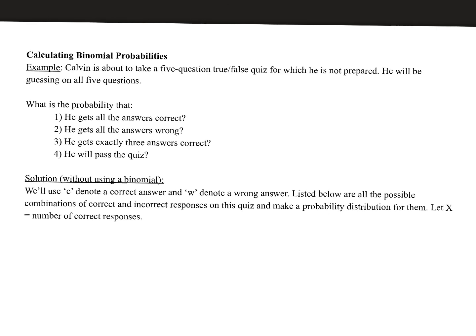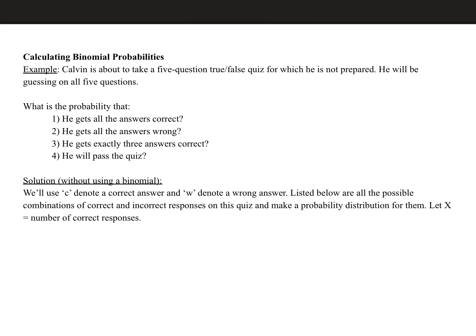So next we're going to take a look at calculating binomial probabilities. We have an example where Calvin is about to take a 5-question true-false quiz for which he is not prepared. He will be guessing on all 5 questions. We want to know the probability he gets all of the answers correct, he gets them all wrong, he gets exactly 3 answers correct, and that he will pass the quiz.